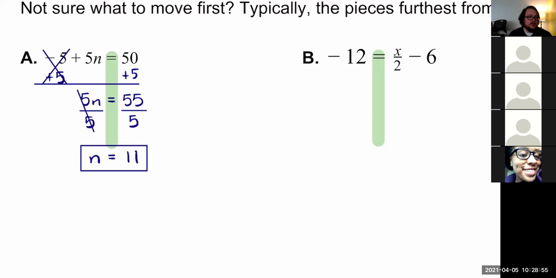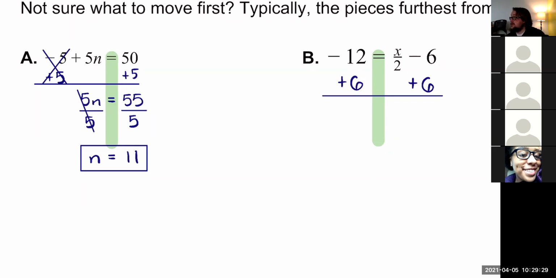What side is the variable on? It's on the right side. So from the right side, what do you suggest we move first? Well, technically it's a -6, but what would you do? You would add it, because a -6 plus 6 would be 0. Why did you not move the 2 first? Yep, get the furthest piece out of the way first.